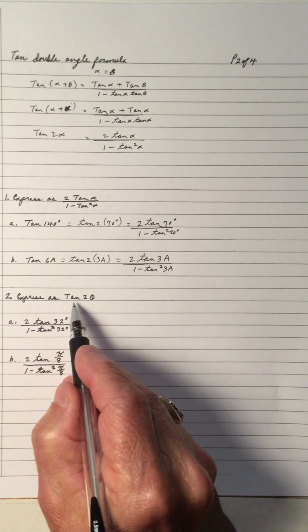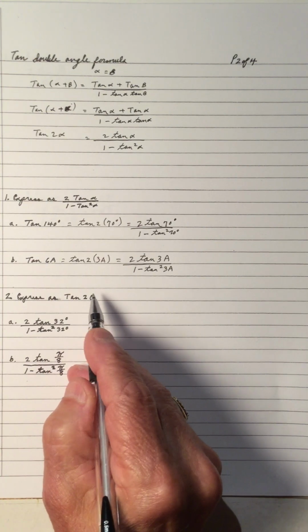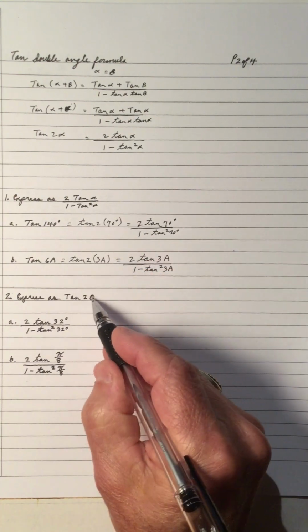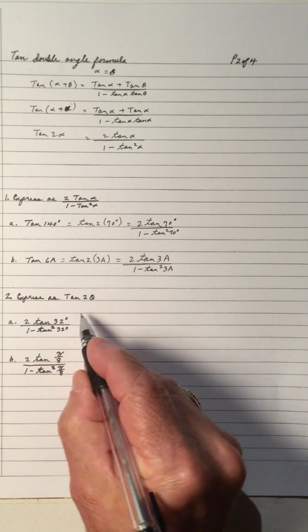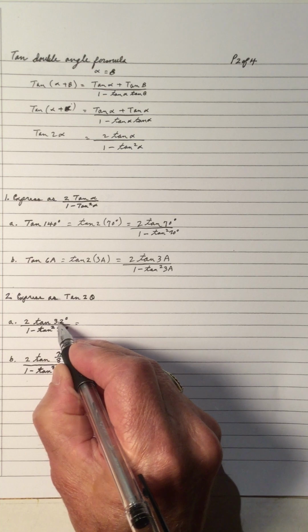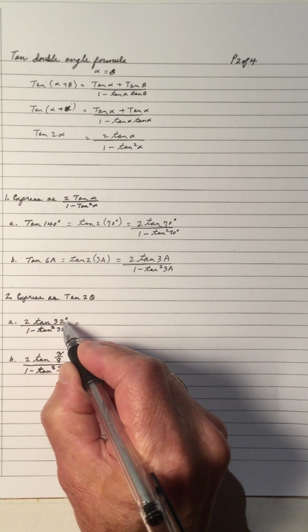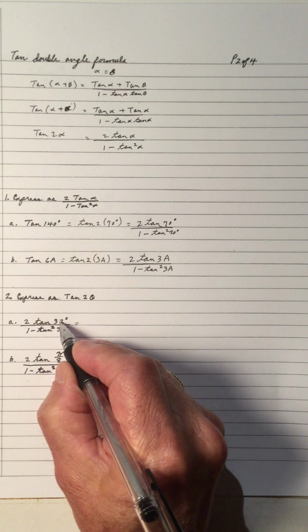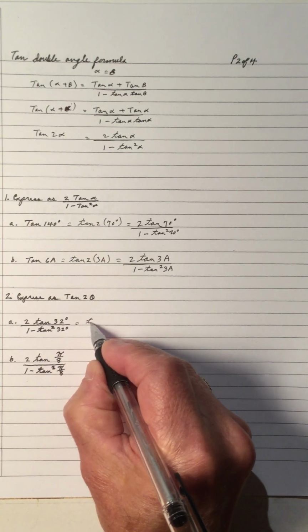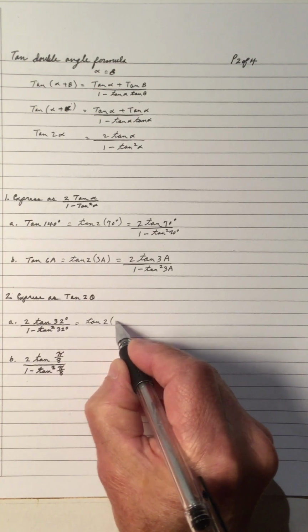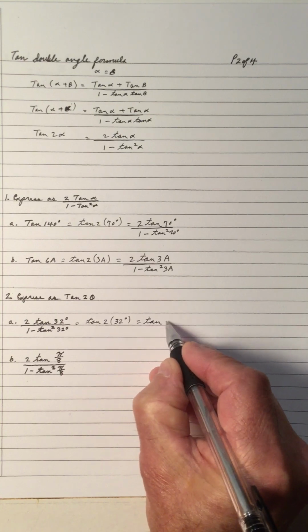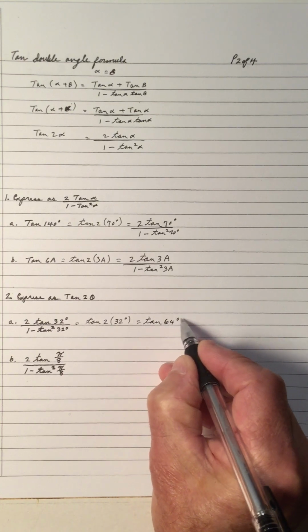Now let's reverse it. Let's express as the tan of 2 alpha, or tan of 2 theta. It doesn't make any difference, 2 alpha or 2 theta, it's the double angle formula. So theta right here is your 32. So we have the tan of 2 times theta, which is 2 times 32 degrees. So that's the same as the tan of 64 degrees.